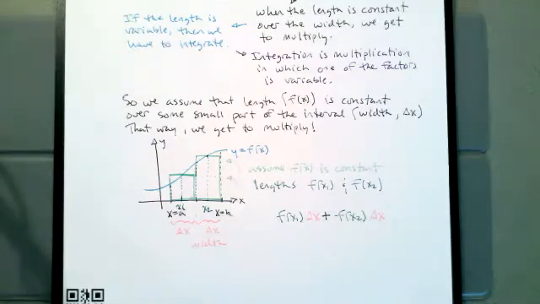The problem is that the length is all variable. So we need to take that complicated version of the problem and break it down into the simple version of the problem. Go from variable length to constant length. That way we get to multiply length times width. So that drives our assumption that f of x is constant over some small part of the interval.